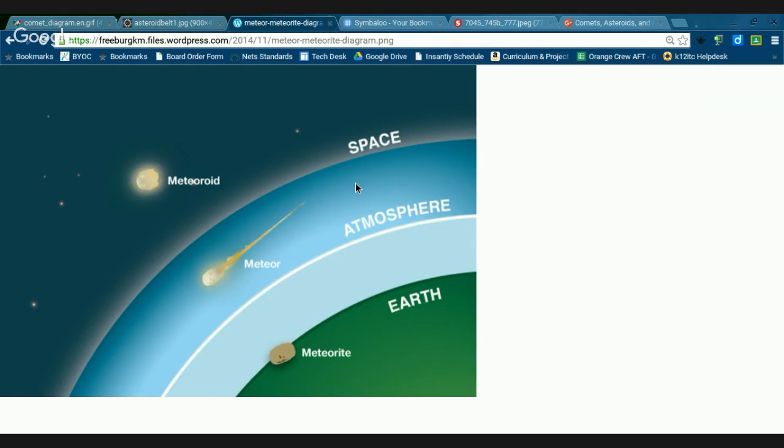So you might have heard of meteor showers. That's when perhaps a larger meteoroid is passing through and is breaking apart into smaller pieces all at once, and so you're getting lots of smaller meteors passing through the atmosphere, and that's going to appear as a meteor shower. So you're going to be able to see those.